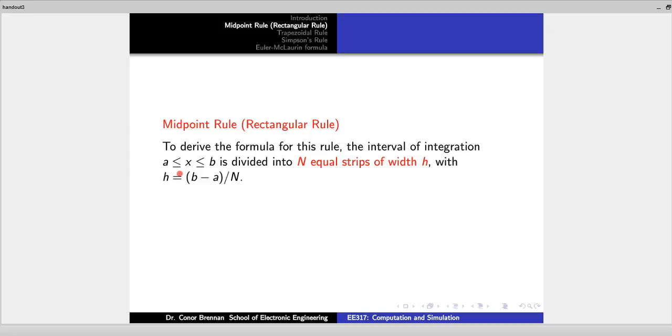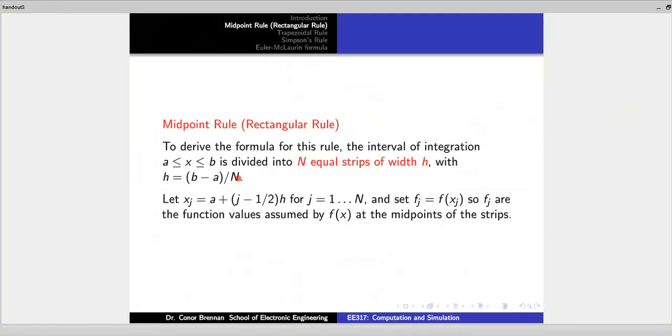You take the interval of interest, a to b, which is where we're integrating along, and we divide it into n equal strips of width h, where h is given by the interval length divided by n. Straightforward. And then we make some little nodes which are at the center of each of these little strips. xj is at the center of the jth strip. So specifically, xj is given by a plus j minus a half times h for all n strips.